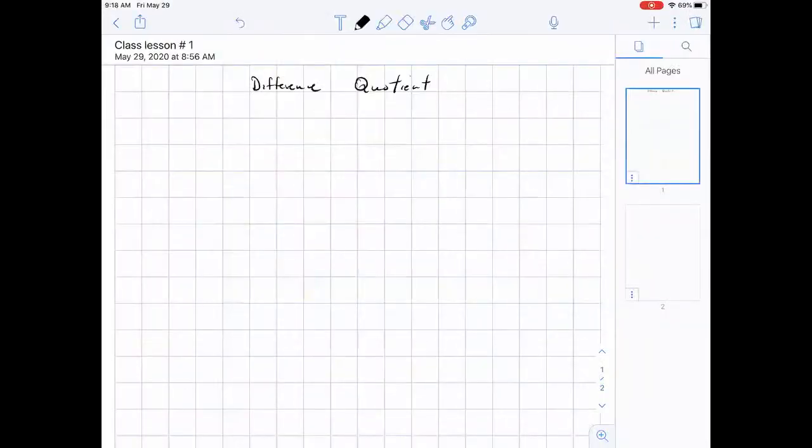So difference quotient is something that you guys learned in pre-calculus, okay? And it sounds very confusing and it looks very confusing, but it's really not very confusing. So let's start off with a quick review.